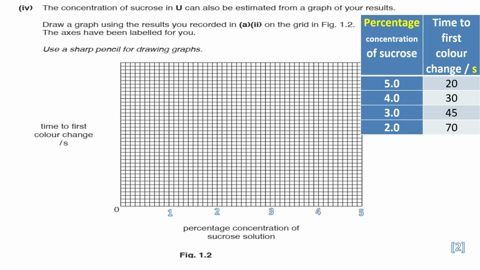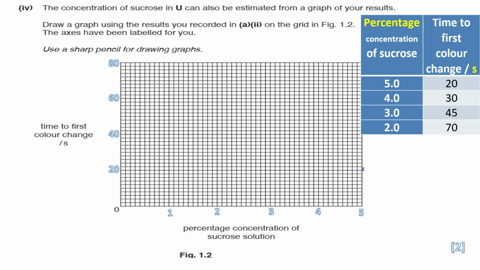What about time? The biggest time here is 70. So I choose on the y-axis, the dependent variable, 20 for 10 small squares. For each small square, 20 over 10 equals 2, then 40, 60, and 80. Then plot small crosses or dots surrounded by a small circle. Okay, crosses or dots with circles.